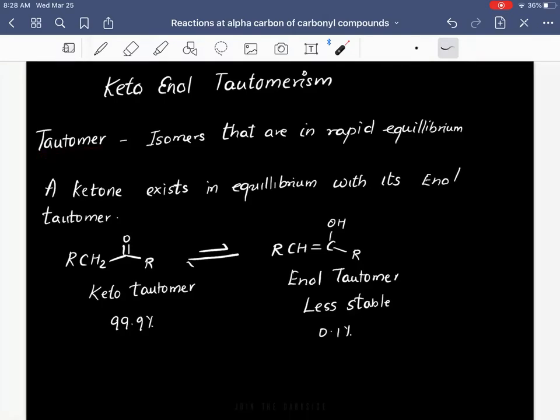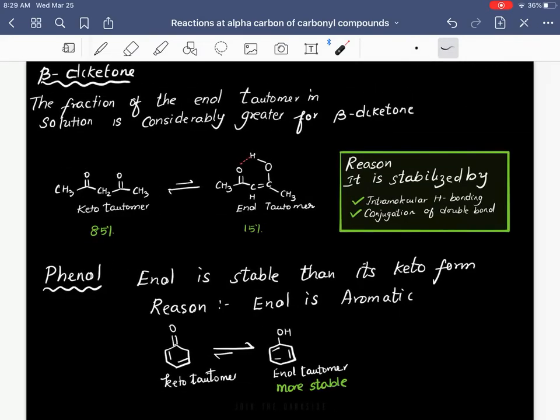Okay, and tautomer is a special word for isomers. For most ketones, the keto tautomer is the isomer which is going to be more stable, in about 99.9%. But the enol form is going to be less stable, which is going to exist in about 0.1%. Okay, but there are a few exceptions.